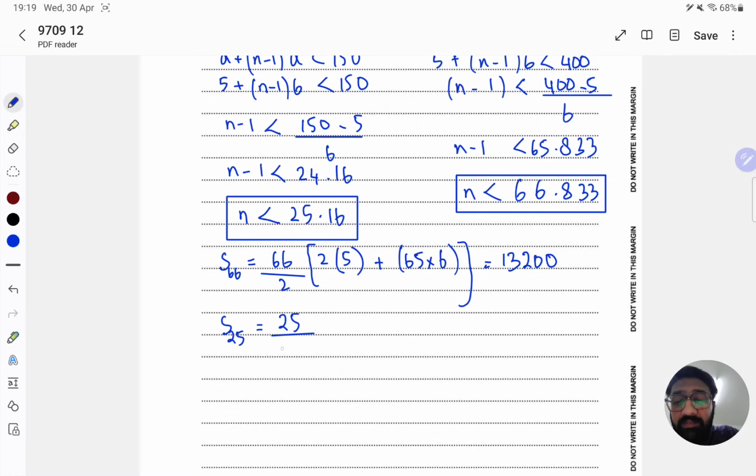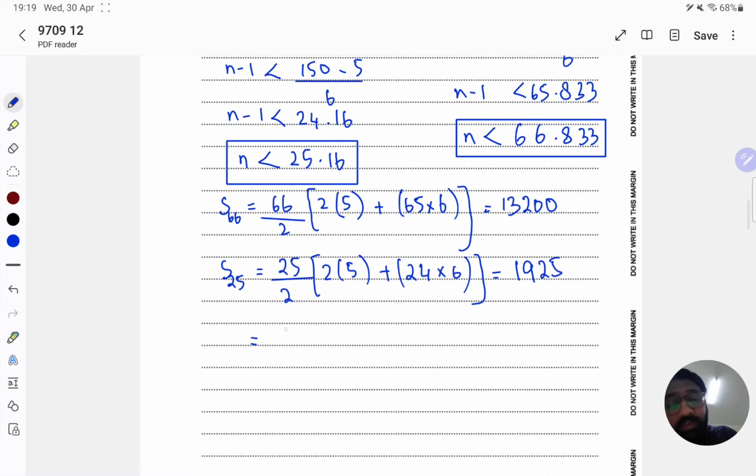For that, 25 divided by 2 bracket 2 times 5 plus 25 minus 1, which is 24, times 6. So the sum will be 12.5 bracket 10 plus 24 times 6. The answer is 1925. So we need to find the difference of the two sums, which will be 13200 minus 1925. The sum that lies between these values is 11275.